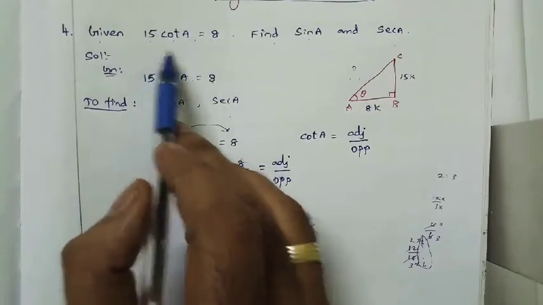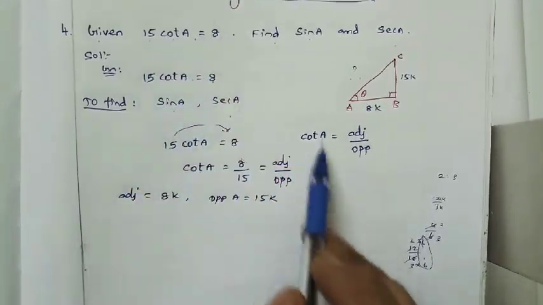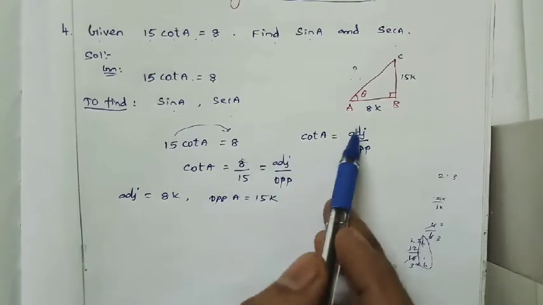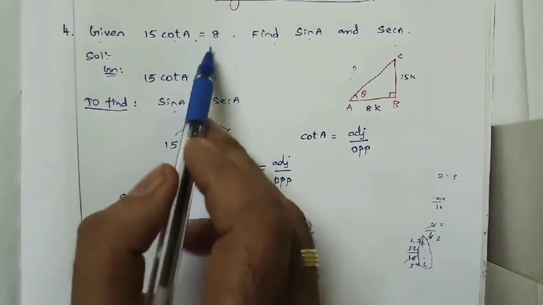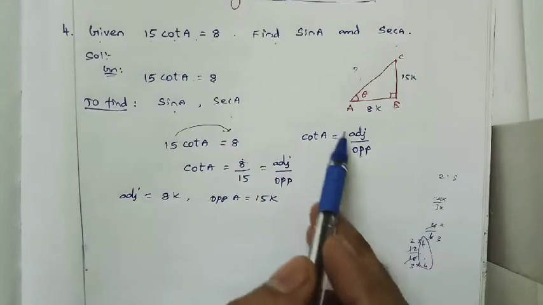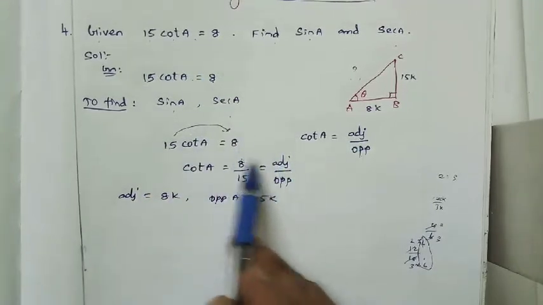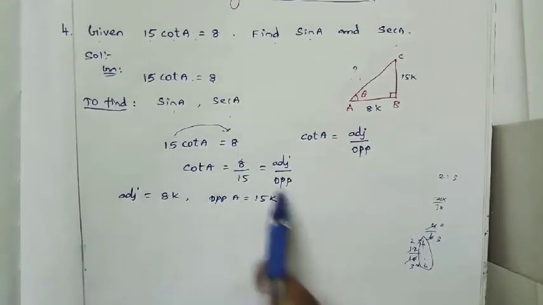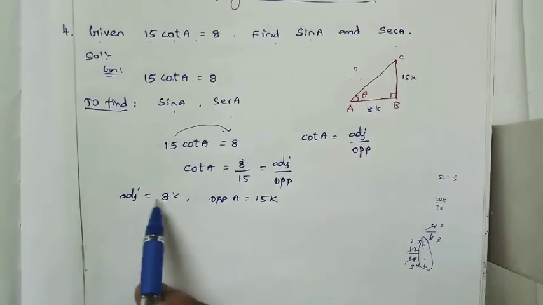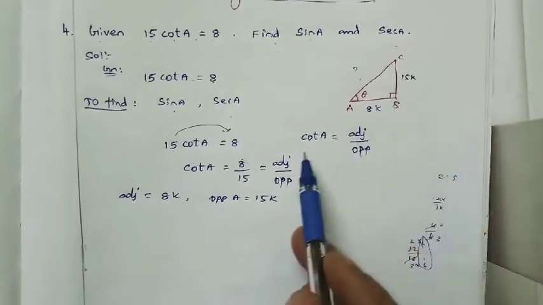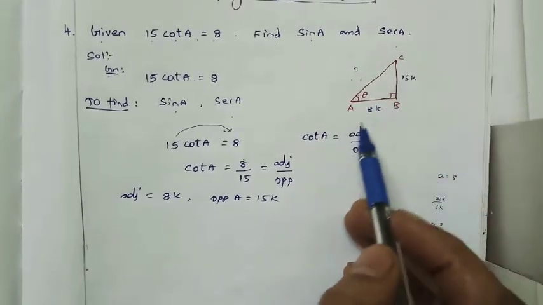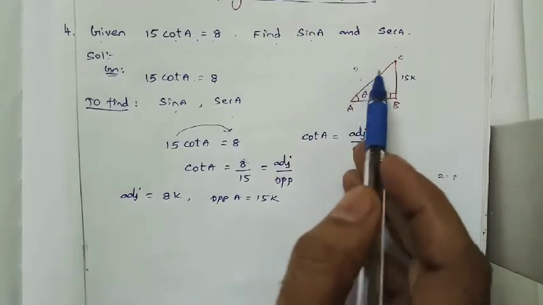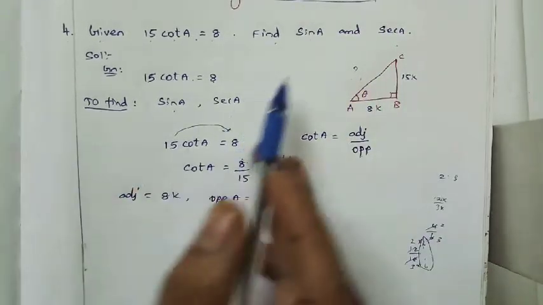By equating with the trigonometric ratio formula, cot A is equal to adjacent by opposite. So already it is in the form of ratio format. Directly we are equating, and we know the value of the adjacent side and opposite side. After that we find the hypotenuse, and then find whatever they are asking.